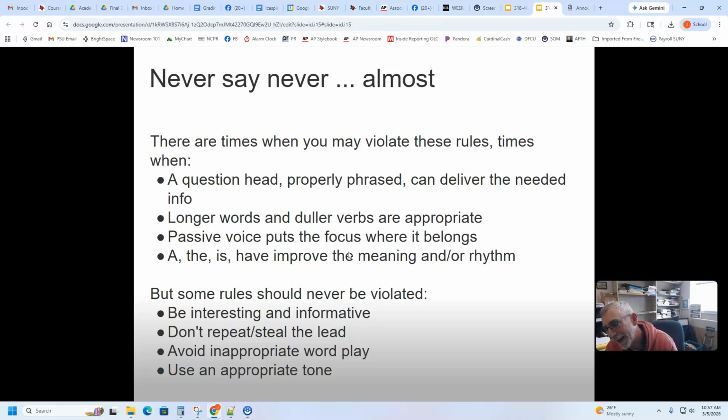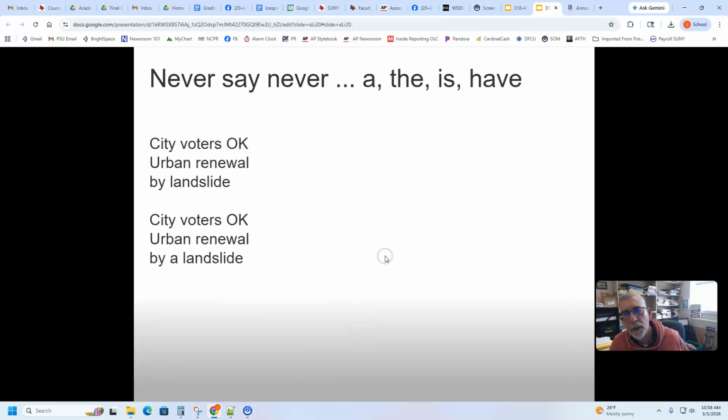Some rules we should never violate, though, are it should always be interesting and informative. I would say accurate, too, not misleading. Don't repeat or steal the lead. Never. Avoid inappropriate wordplay. Yes, and therefore use the appropriate tone that matches the story. Those things we should never do. We should never violate. Never say never.